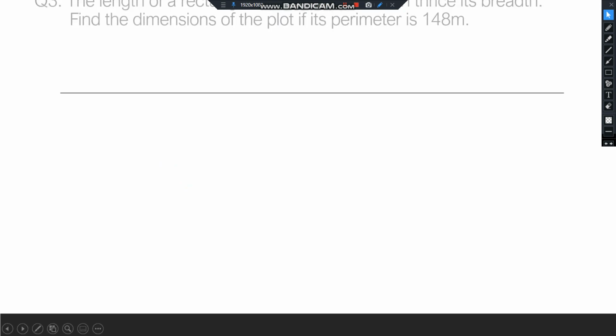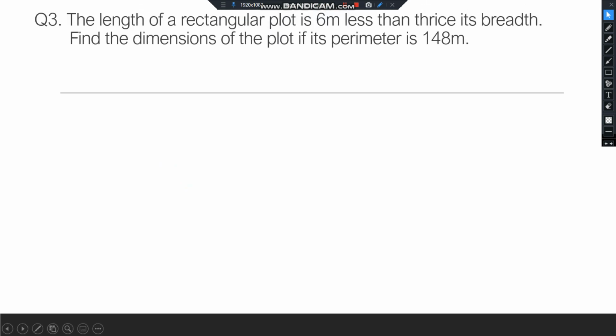Now look at the next sum. Question number 3. The length of a rectangular plot is 6 meter less than thrice its breadth. Find the dimensions if its perimeter is given. So let breadth be x meters and length is 6 meter less than thrice the breadth. So 3x minus 6 will be the length.